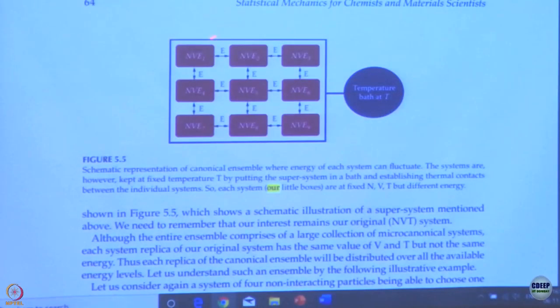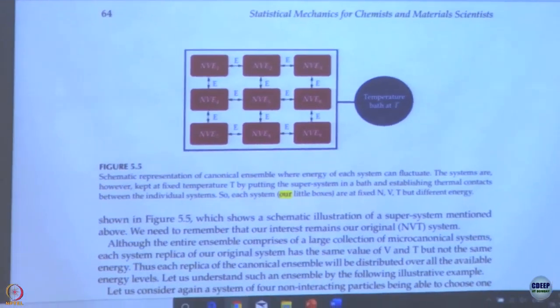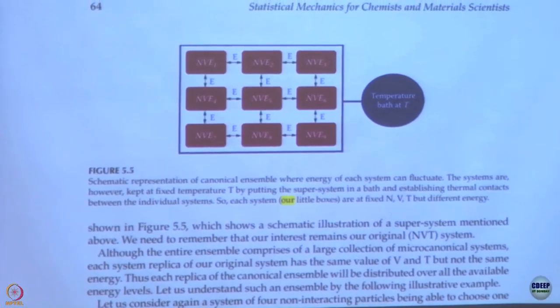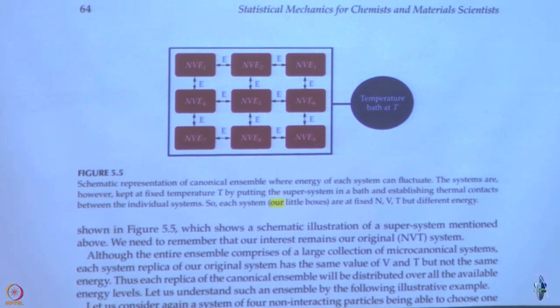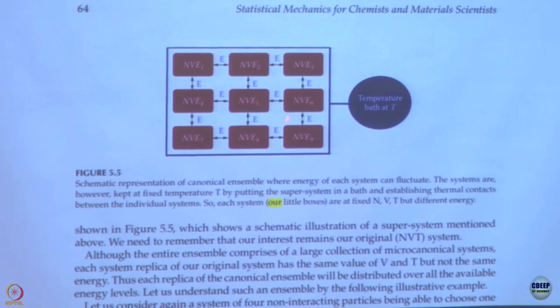As I told you, it's a beautiful construction that Gibbs did. What Gibbs said, okay, I assume that I put all my systems, all my NVT systems, together in contact with each other. Billions and billions of my microcanonical ensemble systems put together. And then I put a box around them and isolate it completely. So now each of these systems is an NVT system. This is NVT, this is NVT, this is NVT. But I have put them in contact, they can exchange energy. So instantaneously, each of these states has different energies.